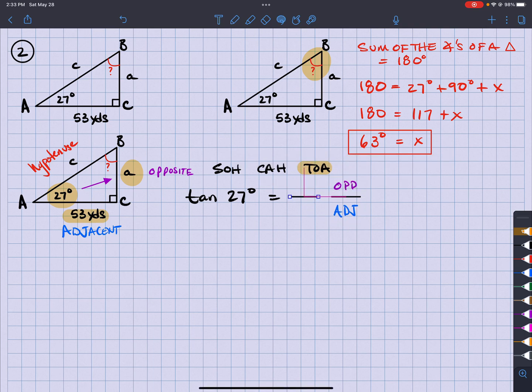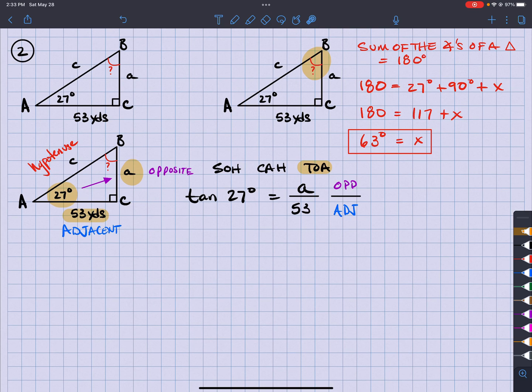So my opposite was A, and my adjacent is 53. So what I want to do is get the A by itself, so I'm going to multiply both sides by 53. You're probably wondering why I'm multiplying by 53: it's because over here the operation between A and 53 is dividing, and the opposite of dividing is multiplying. So I'll multiply both sides by 53, and what I would get is that 53 times the tangent of 27 degrees is going to equal A.